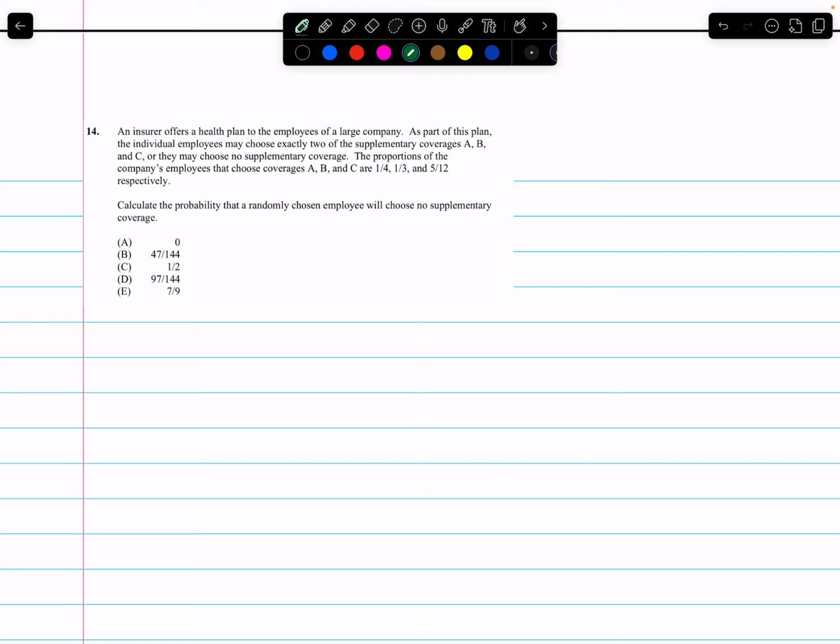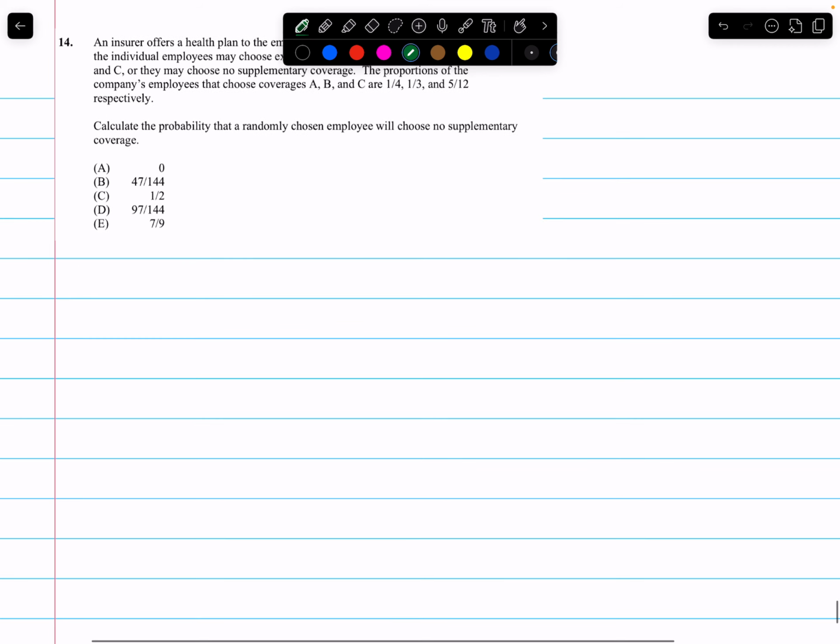As part of this plan, the individual employees may choose exactly 2 of the supplementary coverages A, B, and C, or they may choose no supplementary coverage. That means they won't choose all 3, or they won't choose just 1. They choose exactly 2 or none. That's what that says. The proportions of the company's employees that choose coverages A, B, and C are 1/4, 1/3, and 5/12 respectively. What are we actually looking for? The probability that a randomly chosen employee will choose none.